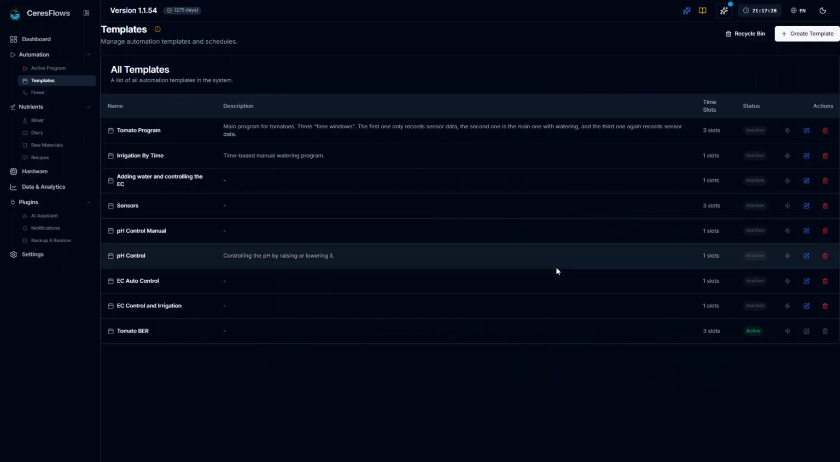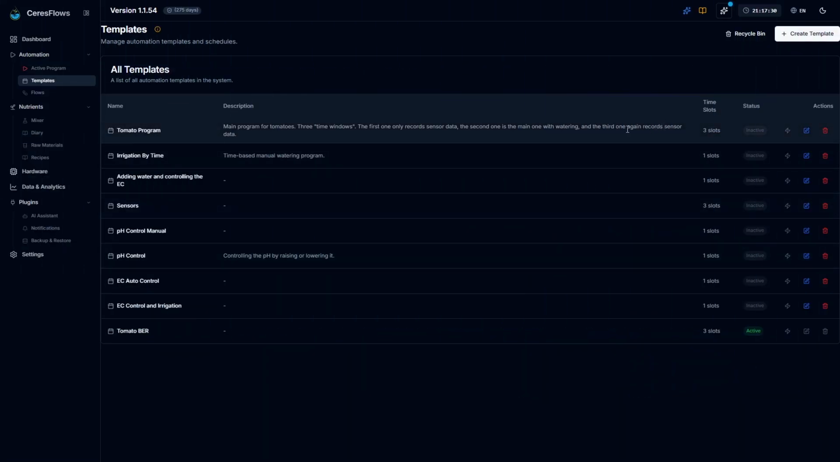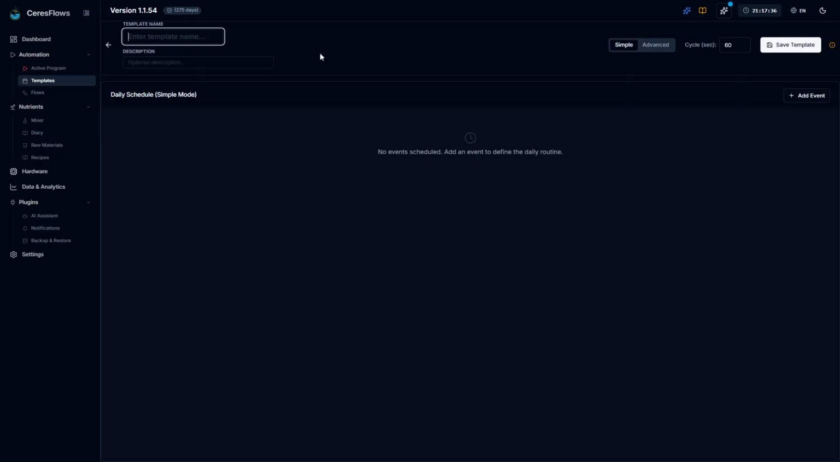Every process has its own logic. It's not enough to know how to perform an action. You also need to know when, under what conditions, in what sequence, and when to stop. This is what turns individual automations into a working system.